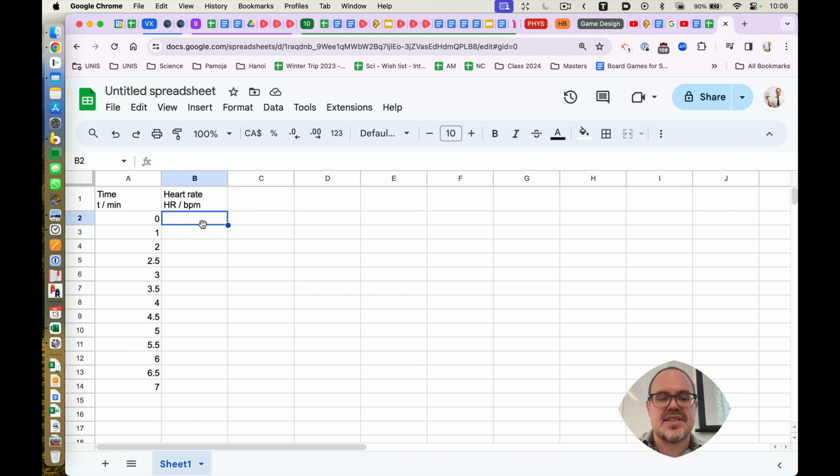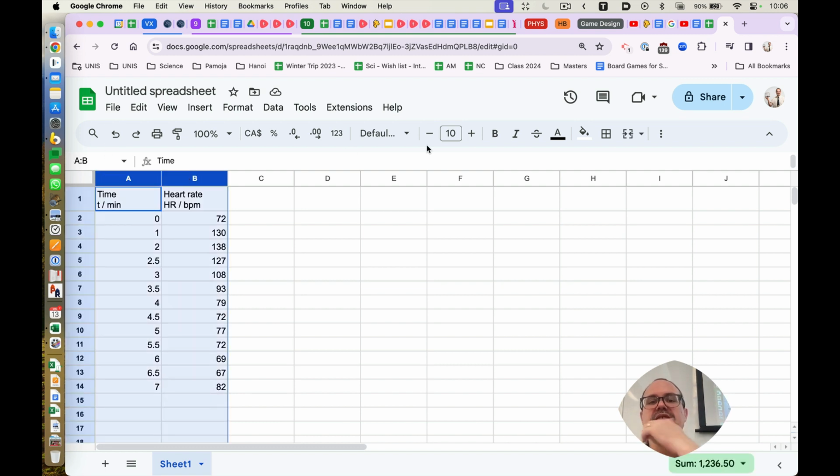Heart rate is 72, 130, 138, 127, 108, 93, 79, 72, 77, 72, 69, 67, and 82. Table, first table.